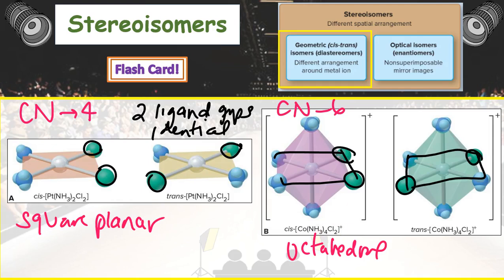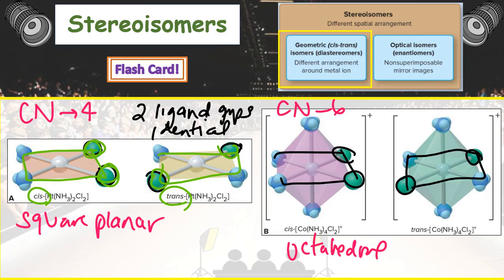Now let's go ahead and talk about these structures. So in square planar, we're talking about around a plane, right? And so the plane is going to be flat, as we see here. And so when we have something that's going to be cis geometry, these 2 identical ligands are going to be on the same side. That's where the cis comes from. And then when we have those identical ligands across from one another in that same plane for square planar, that is going to be trans.